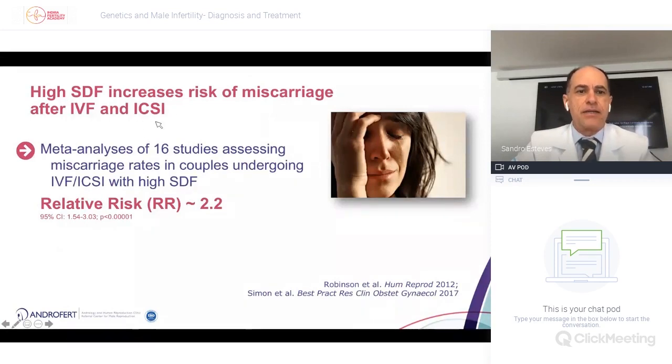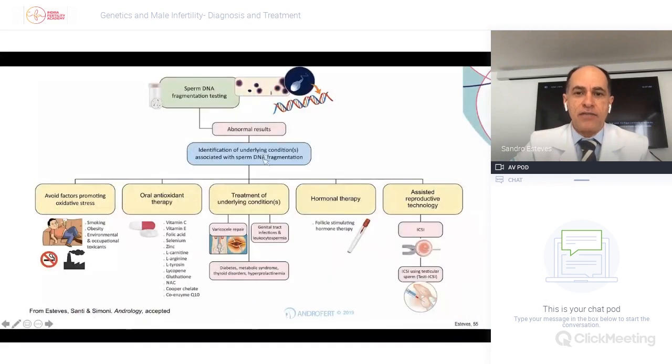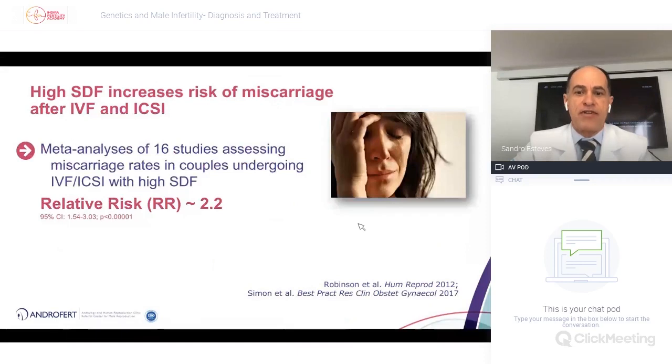So here you see that even when we use ICSI, there's an increased risk of miscarriage by using ejaculated sperm for ICSI in men with high DFI. So we have two options. Either we identify the underlying conditions and try to reduce sperm DNA fragmentation, or we need to actually use testicular sperm, because it has been shown that testicular sperm has lower DNA fragmentation rates as compared with ejaculated sperm.